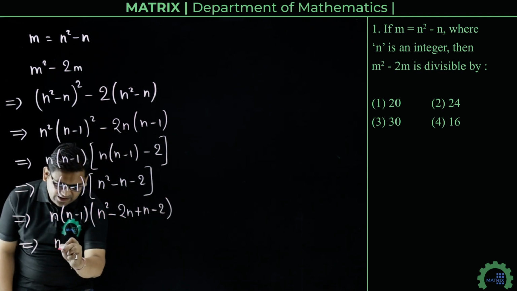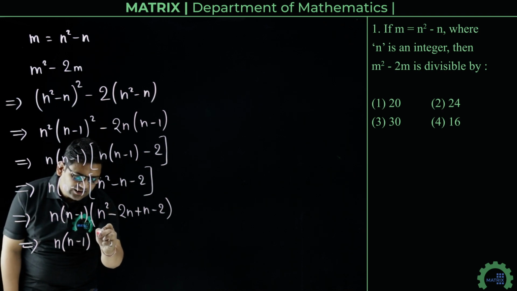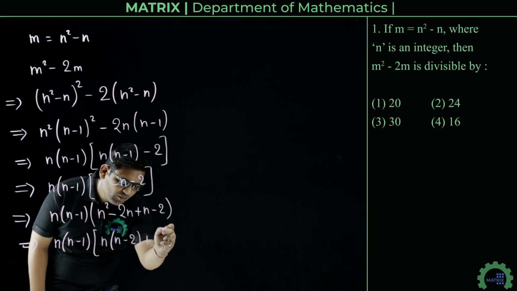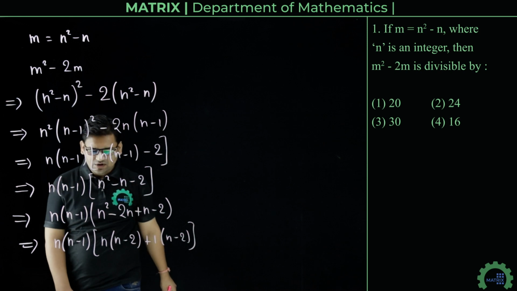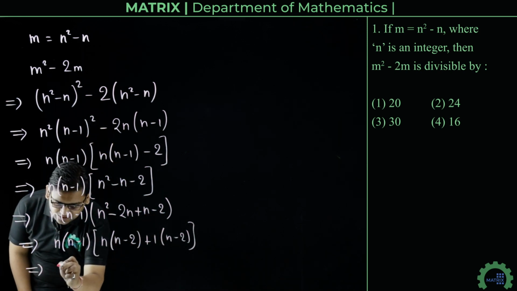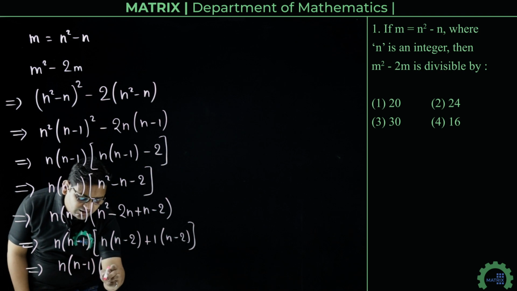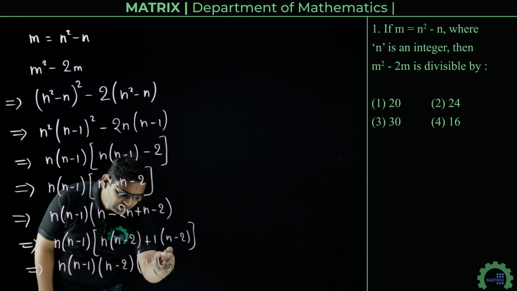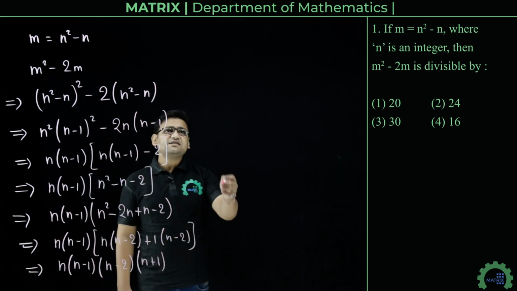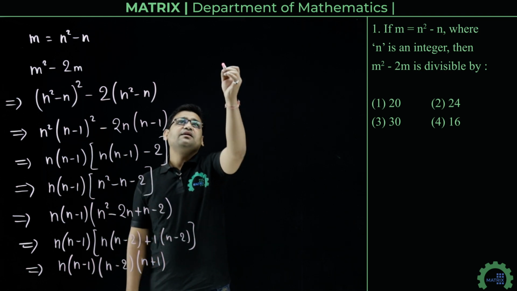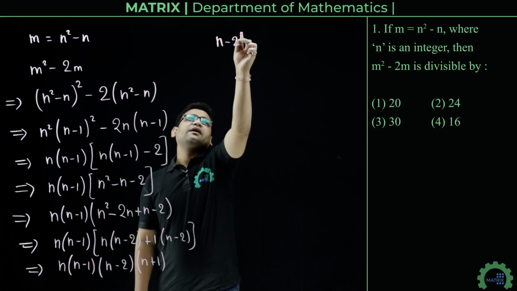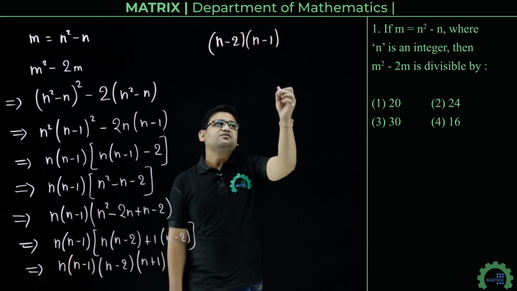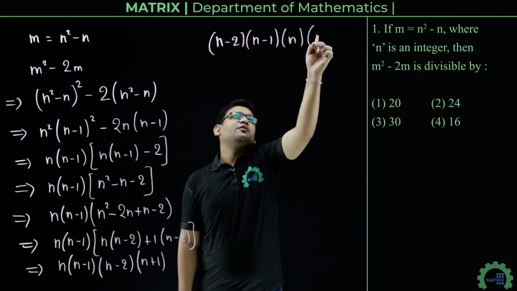So we can write this as n into n minus 1, and n is common, so n into n minus 2 plus 1 common, n minus 2. So finally we get n into n minus 1 into n minus 2 is common, and the remaining part is n plus 1. So we can rearrange these terms and write n minus 2 into n minus 1 into n into n plus 1.